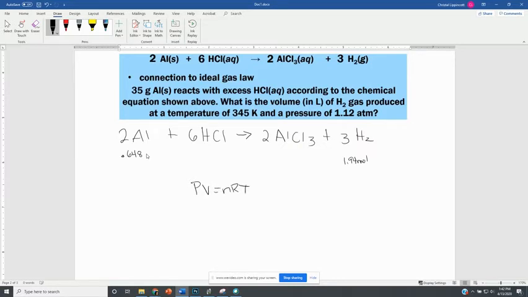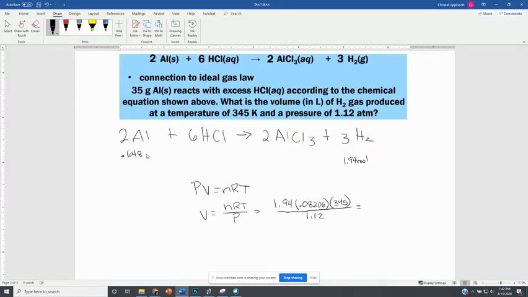Okay, we're solving for volume. So volume is going to equal nRT over P. All right, so my moles I calculated up here were 1.94. I'm going to multiply that by the R value that we use when we have atm, which is 0.08206, then times the temperature in Kelvin, 345, divided by our pressure, which is 1.12.